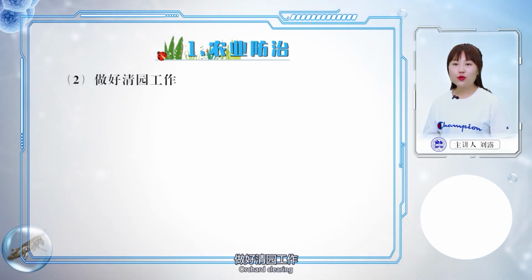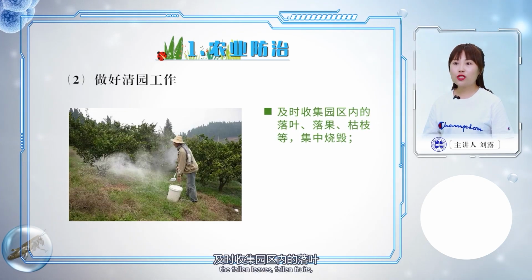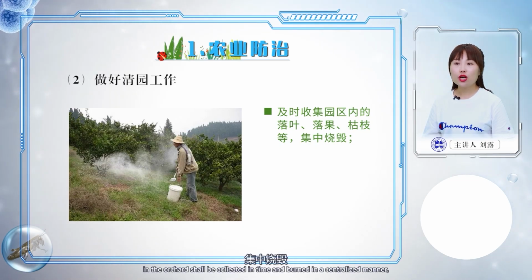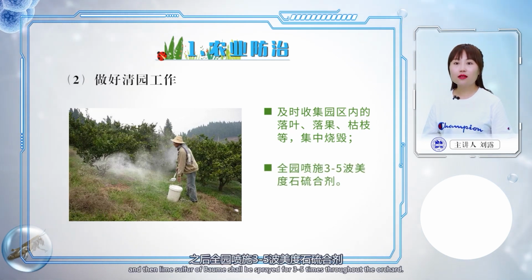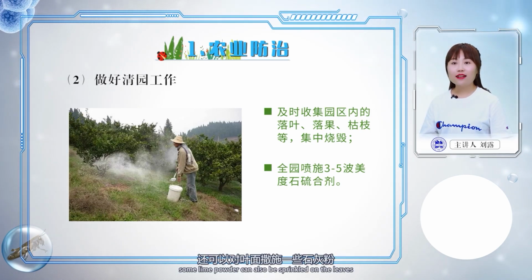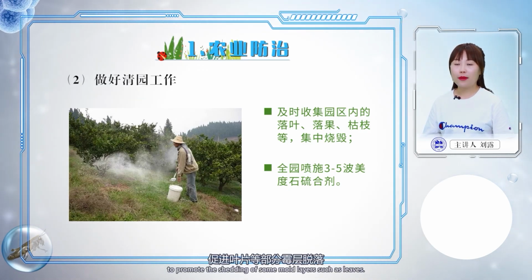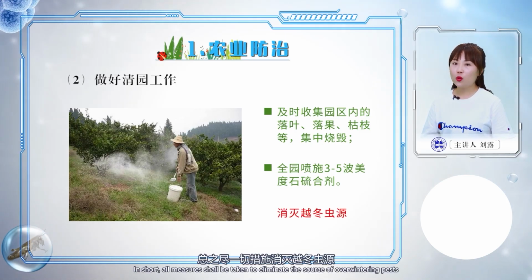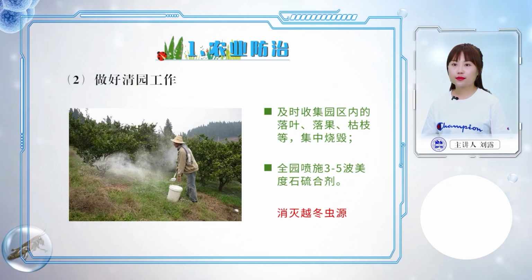2. Orchard clearing. After the fruits are picked every year, the fallen leaves, fallen fruits, dead branches, etc. in the orchard shall be collected in time and burned in a centralized manner, and then lime sulfur of balm shall be sprayed for 3 to 5 times throughout the orchard. If conditions are met, some lime powder can also be sprinkled on the leaves to promote the shedding of some mold layers, such as leaves. In short, all measures shall be taken to eliminate the source of overwintering pests and reduce the hazard degree of diseases and pests in the next year.